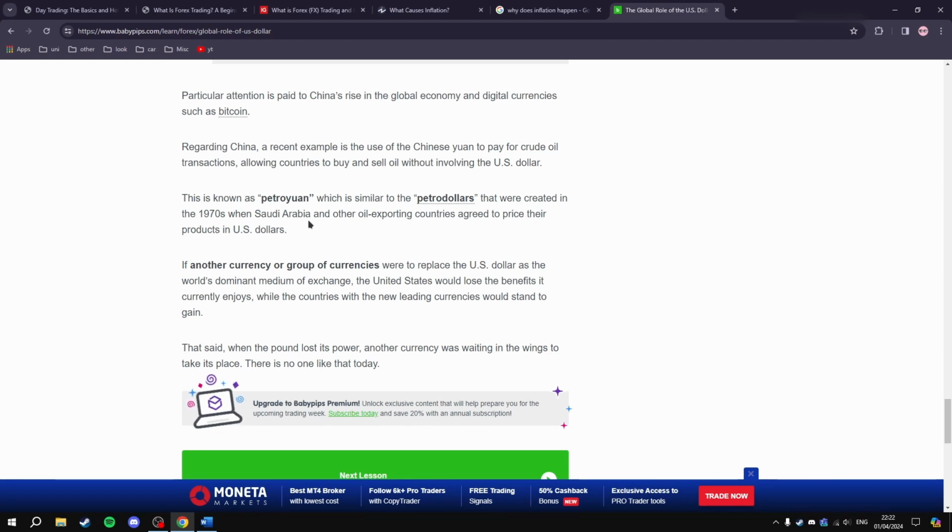If another currency or group of currencies were to replace the US dollar as the world's dominant medium of exchange, the United States would lose the benefits it currently enjoys, whilst the countries of the new leading currencies would stand to gain. That said, when the pound lost its power, another currency was waiting in the wings to take its place. There is no one like that today.